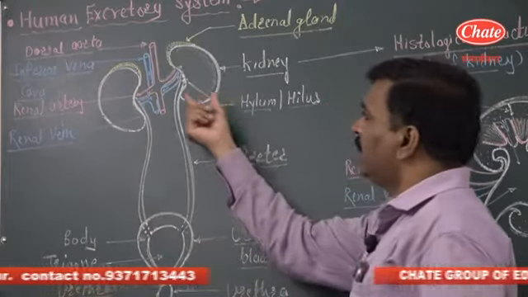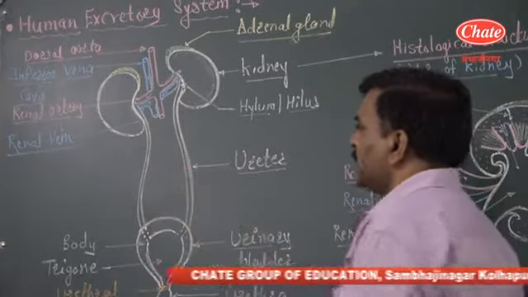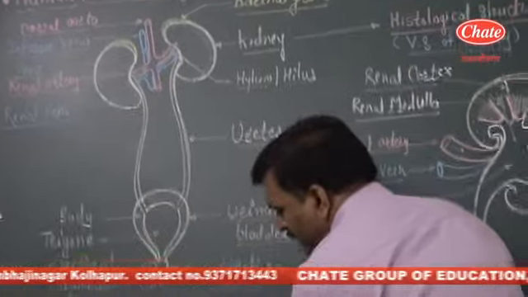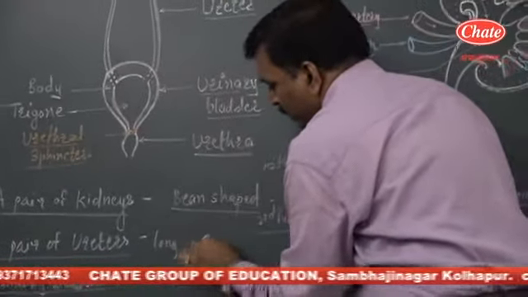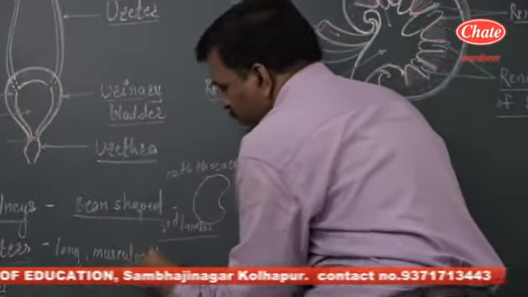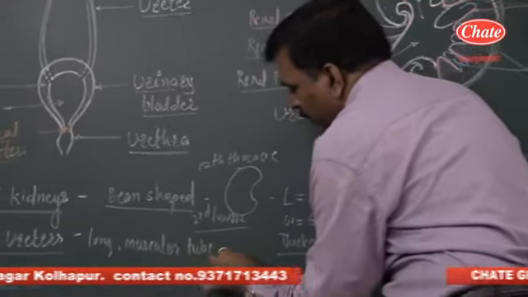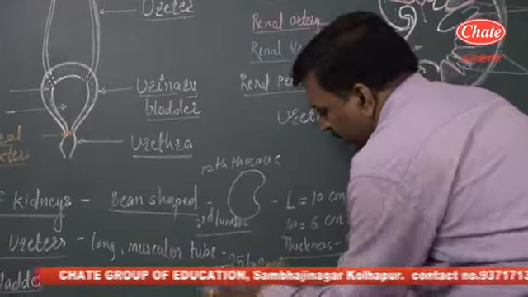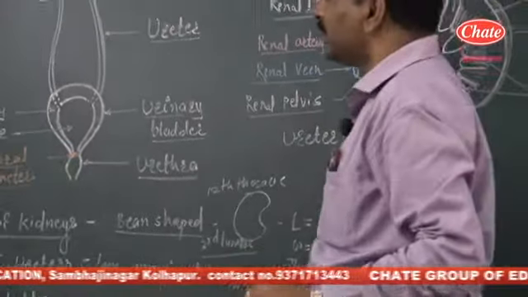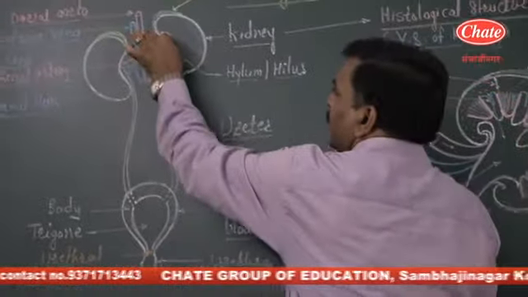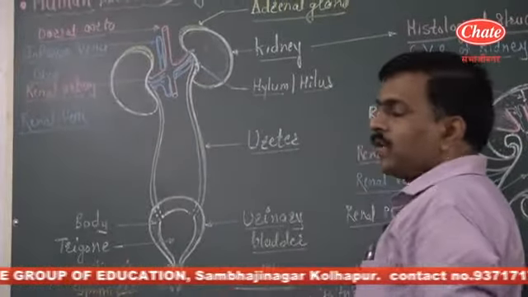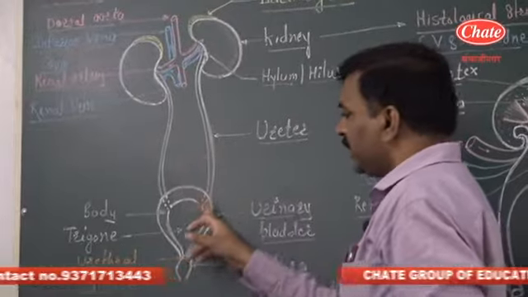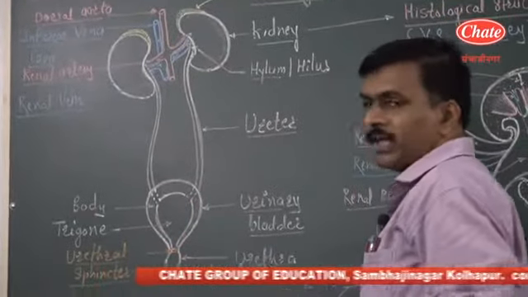Okay, now after the kidney, the next part is the ureter. When we focus on the ureter, it is a long muscular tube, measuring about 25 to 30 centimeter. It starts from the hilus region or concave side of the kidney, runs through the pelvic region and opens into the urinary bladder.